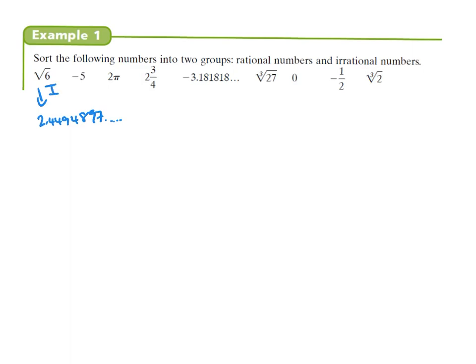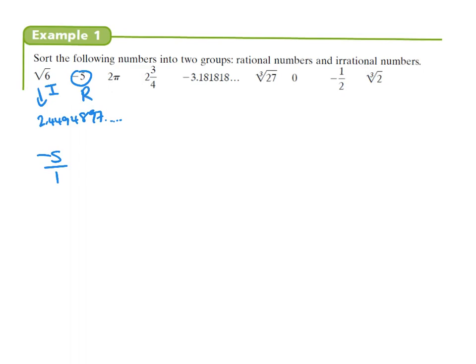So that one's irrational. Any whole number for the next one, -5, is already a fraction, because that can be made into a fraction out of 1 if you want to see it in fractional form. So that one there is rational.